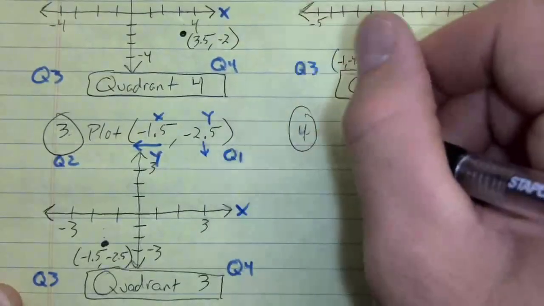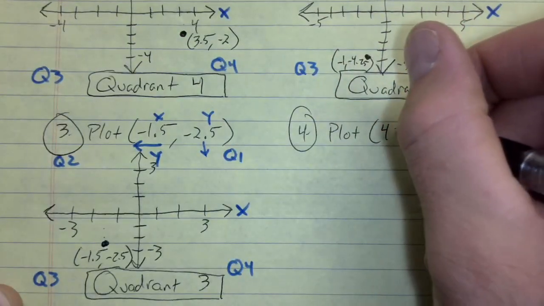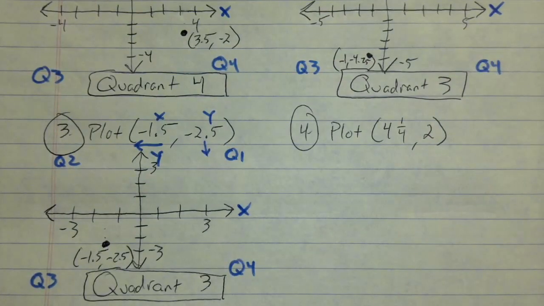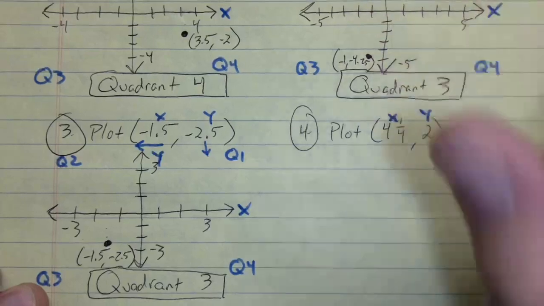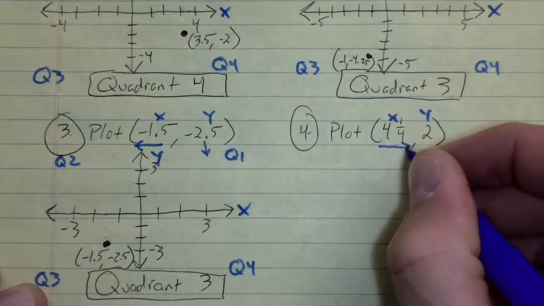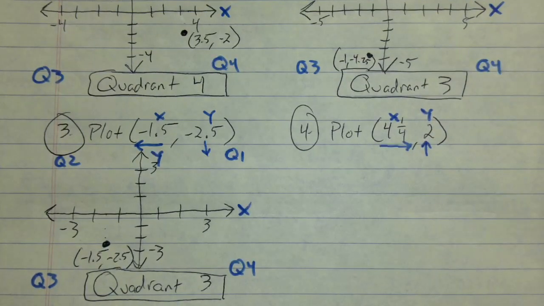That's it. Let's try another one. Number 4 is plot the ordered pair 4 and 1/4 and 2. All right. So step 1 just says label pair with x, y, and your arrows. 4 1/4, that's a positive. We're going to go to the right. And a positive 2, we're going to go up. We're going up to the sky.